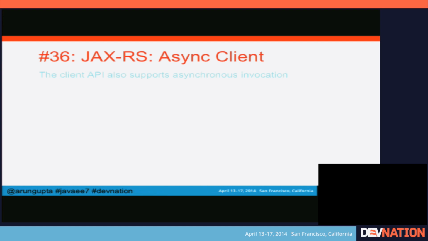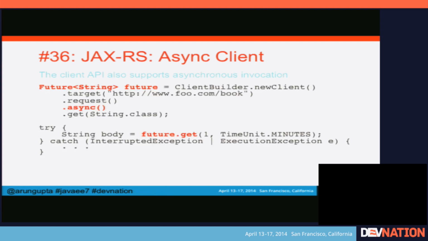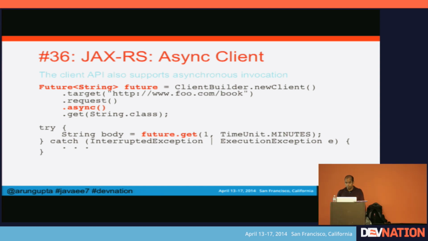JAX-RS also introduces the concept of async client and async server. For the async client, all you're saying is, you're just going to introduce a new keyword over here called async, and that's it. Just that single keyword will take care of it, and it's going to return a Future object to you. With the Future, you can say, I'm going to get the value over here, and you can keep trying it. It's a standard JDK design pattern, so nothing fancy here.